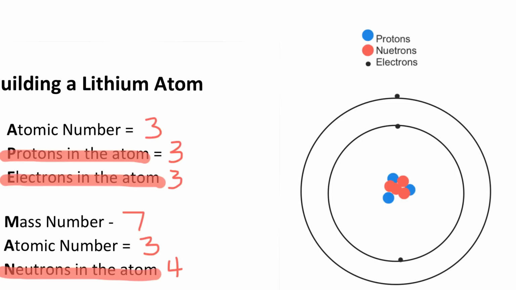Now, the one other thing that I might add to this model to make it a little bit better is the electrical charge of the subatomic particles. You know that protons are positive, but it never hurts to add a plus sign to the protons so that you know they are positive, and a little negative sign by your electrons to show that they have a negative electrical charge. Not too bad, is it? Let's try one more.